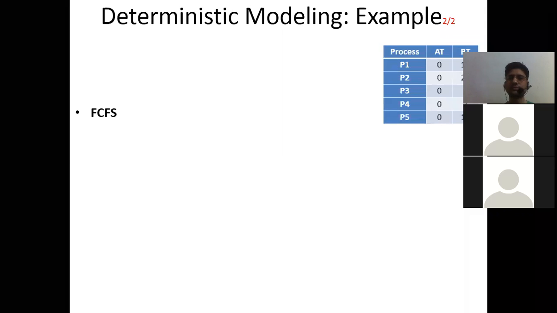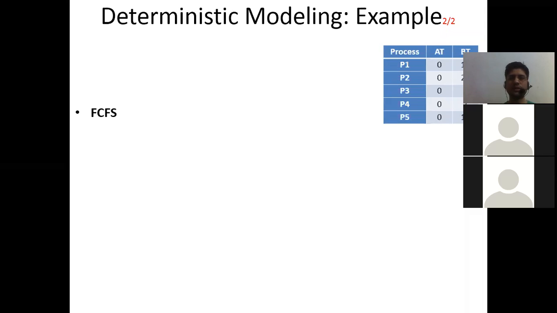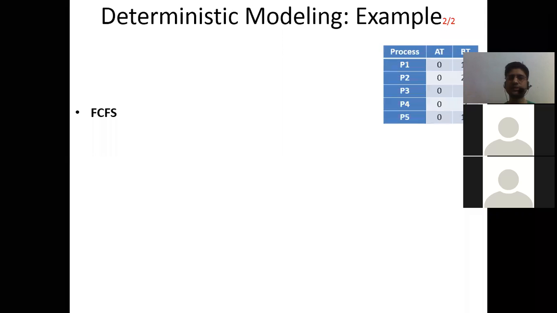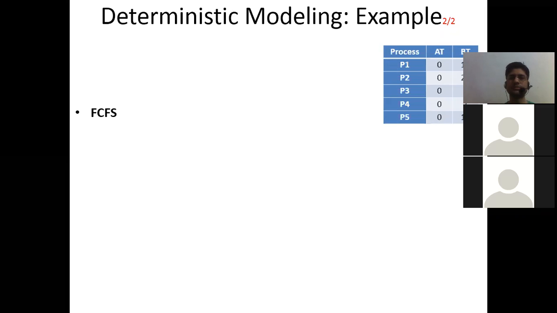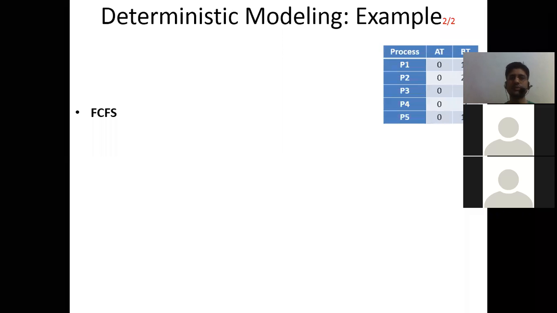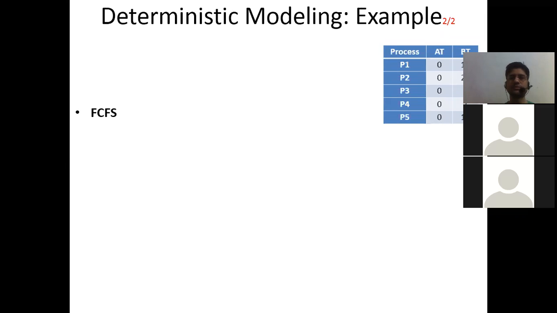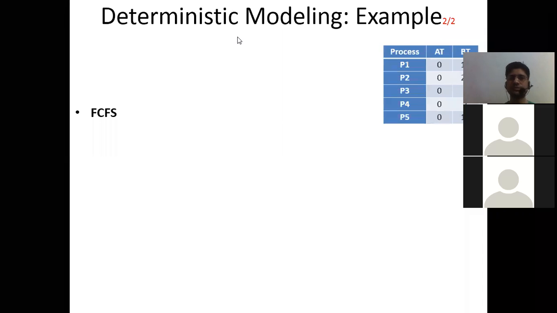Draw the Gantt chart for FCFS and find the average waiting time. Yes, anyone? Done? No answer. Still, I am waiting.